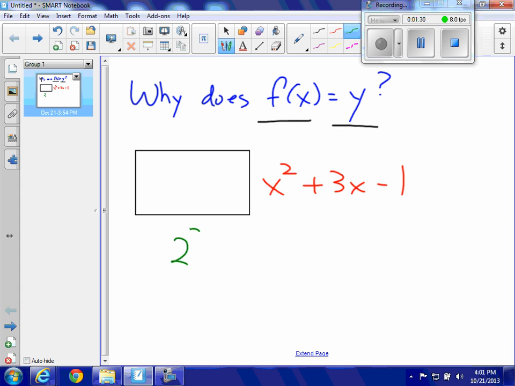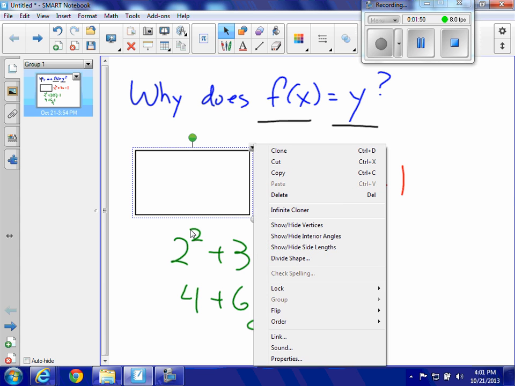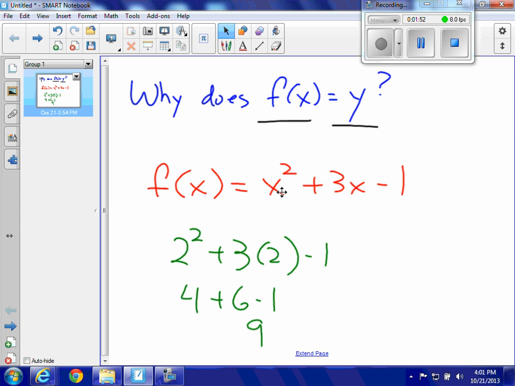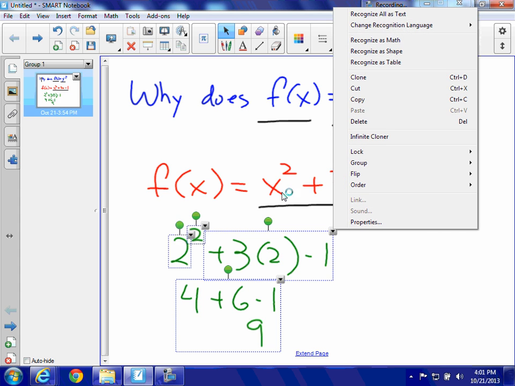I would have 2 squared plus 3 times 2 minus 1. So I have 4 plus 6 minus 1, and that would equal 9. That's if x was 2. Well, what I'm saying when I do this is I'm telling you that this is a function. And you can just assume that it's a function.